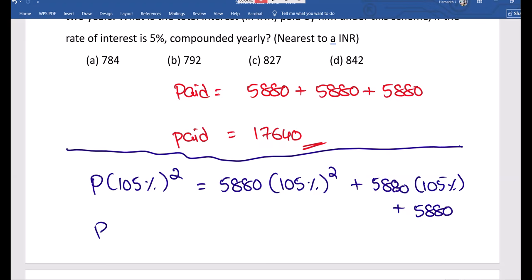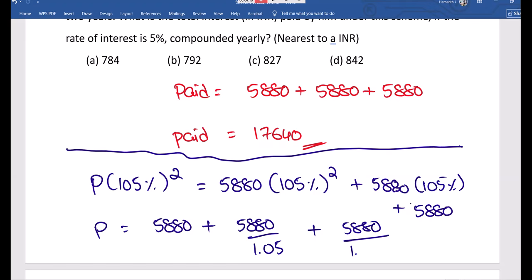Doing this: 5,880 divided by 105% whole square, 5,880 plus 5,880 divided by 1.05 plus 5,880 divided by 1.05 whole square, which means 1.1025. This is the principal actually.